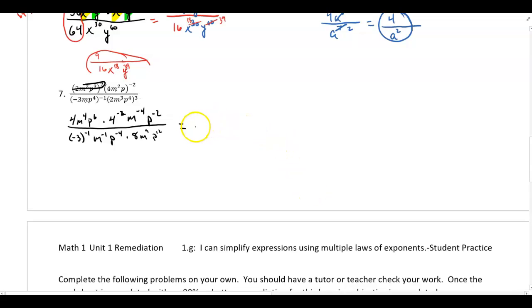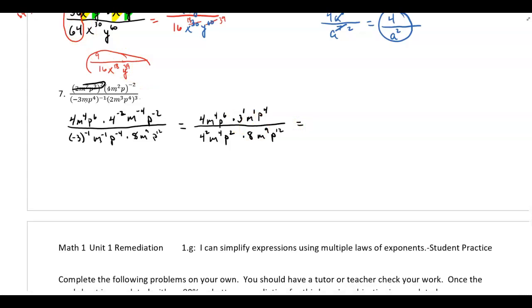Now I have some simplifying to do. First thing I'm going to do is get rid of negative exponents. So 4 stays, m to the 4th stays, p to the 6th stays. 4 to the negative 2 comes down below. M to the negative 4 comes down. P to the negative 2 goes down. 3 to the negative 1 comes up. M to the negative 1 comes up. P to the negative 4 comes up. 8 stays. M to the 9th stays. P to the 12th stays.